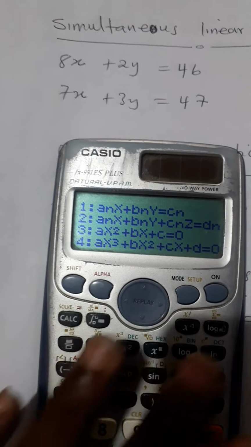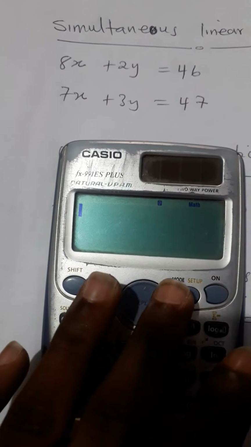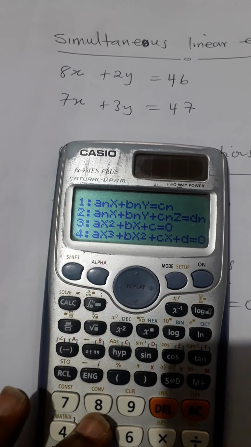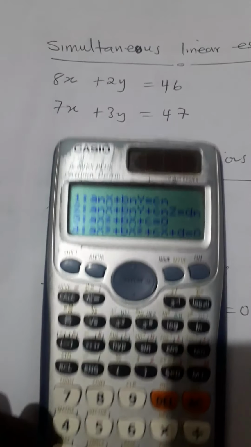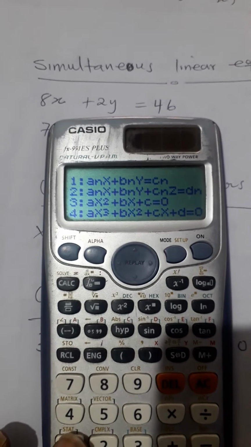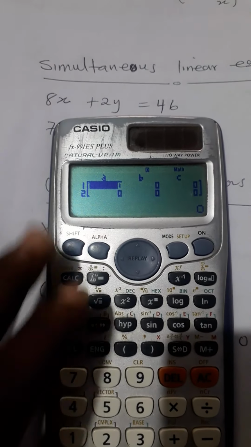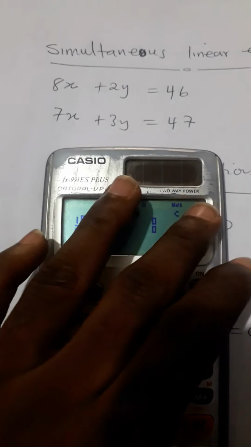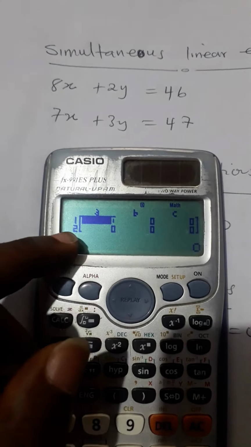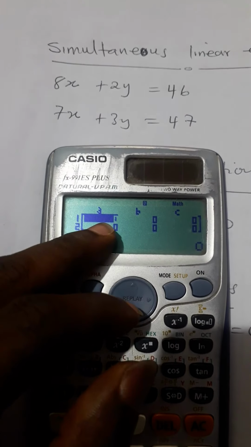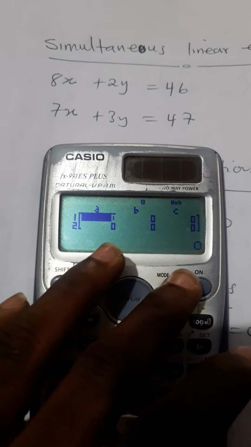So here, like we said, let's start. We press mode, then you press 5, then you come and press the first one. That is what we are interested in. You press 1, and it comes. So you see that we have a b c 1 and we have 2 a b c. The first one is, what is the equation?